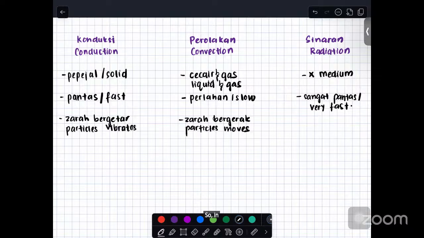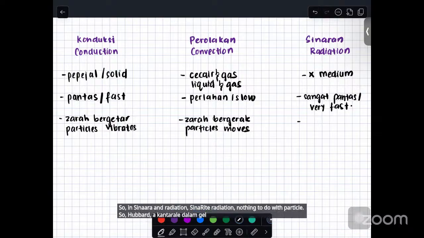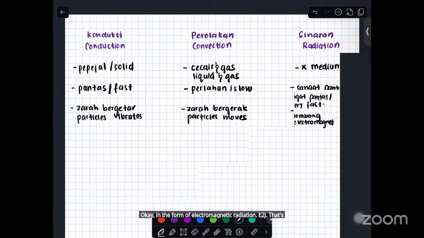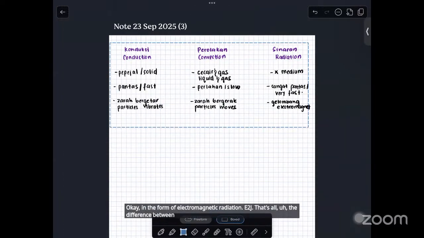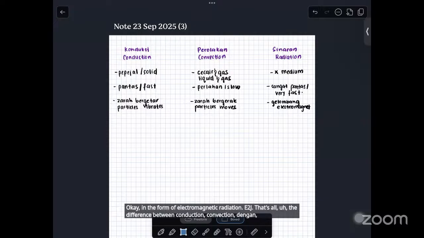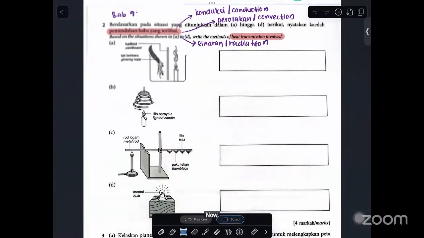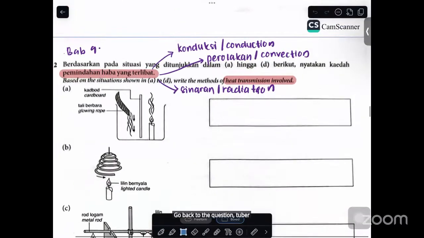So, in sinaran radiation, nothing to do with particle. So, haba dia akan teralih dalam gelombang elektromagnet. Okay, in the form of electromagnetic radiation. Itu je. That's all the difference between conduction, convection dengan radiation. Wait, teacher will send this. Now, go back to the question. Cuba tengok soalan ni. Look at the picture.